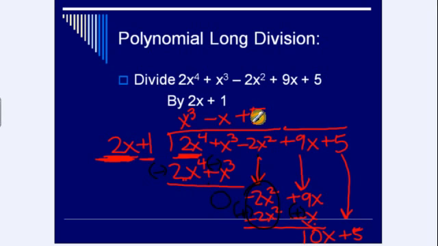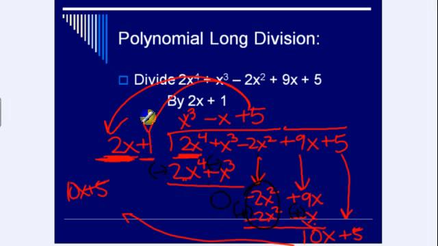And once again, I've run out of room, so keep in mind on your paper as you continue this. Right now we have 10x plus 5. And when I multiply the 5 here to the 2x and to the 1, I get 10x plus 5. And because I'm subtracting both of those, they'll both cancel, and I'm left with a remainder of 0.